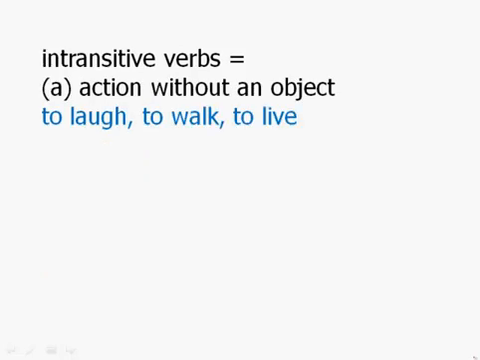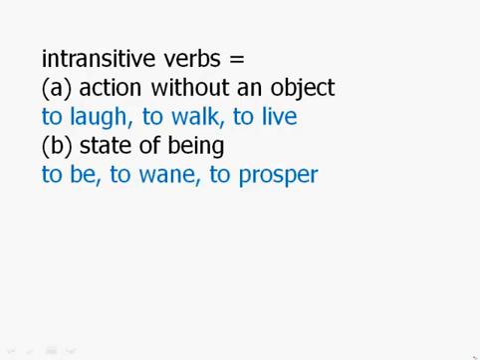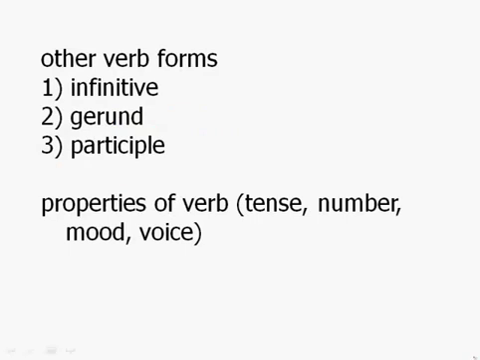By contrast, intransitive verbs, we could describe these either as actions without an object, to laugh, to walk, to live, or we could describe these as states of being, to be, to wane, to prosper. Now here we could really split hairs. We could say to prosper, is that a state of being? Is that an action without an object? It doesn't really matter for our purpose. All of these are intransitive verbs. All of these are verbs that do not take a direct object.